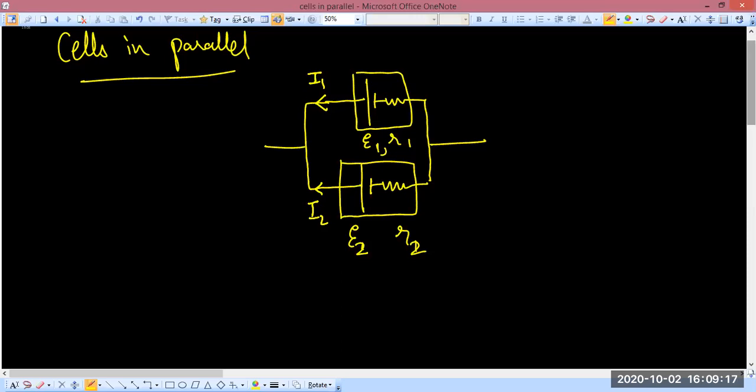Okay, and of course current here will become I, right? Obviously I should be equal to I1 plus I2.